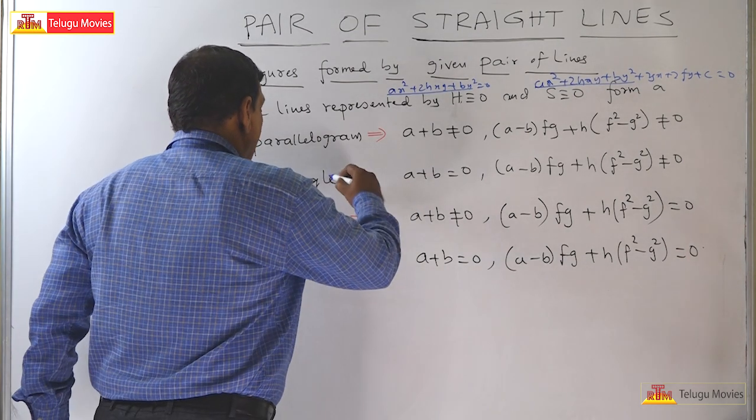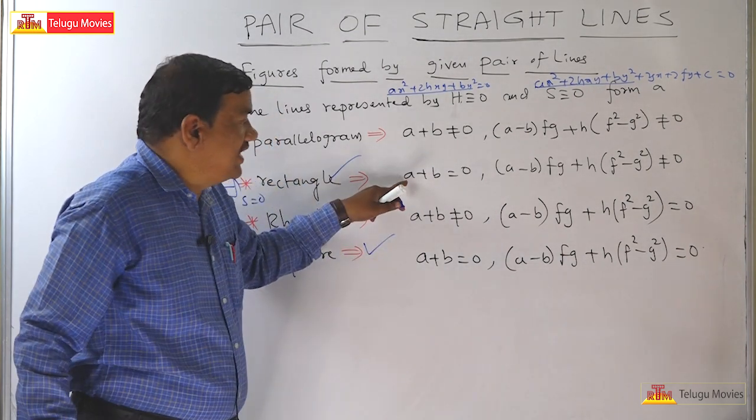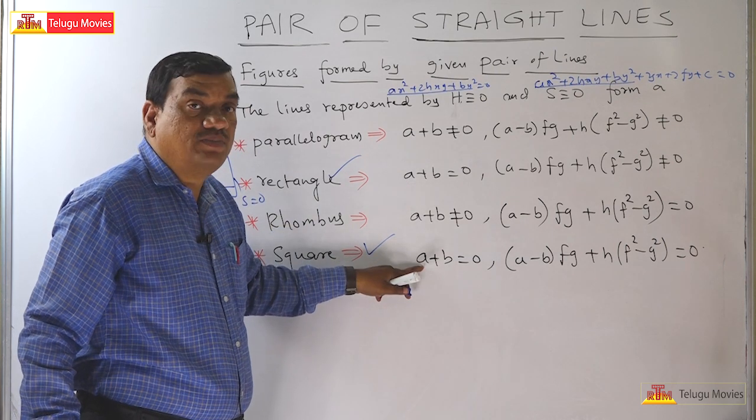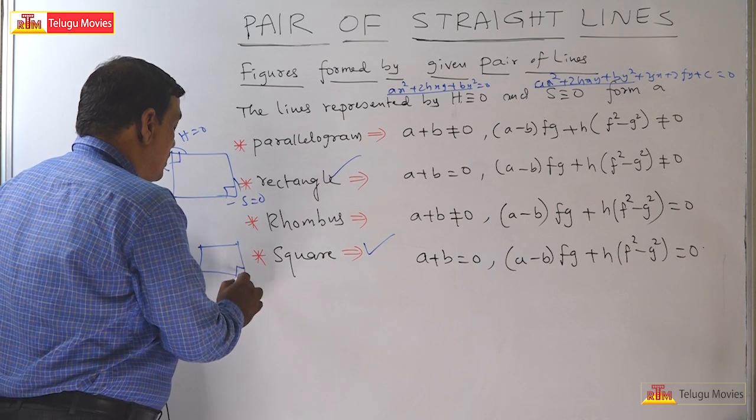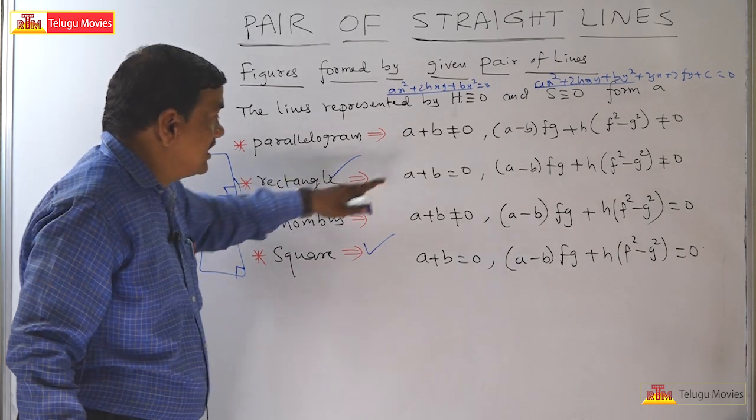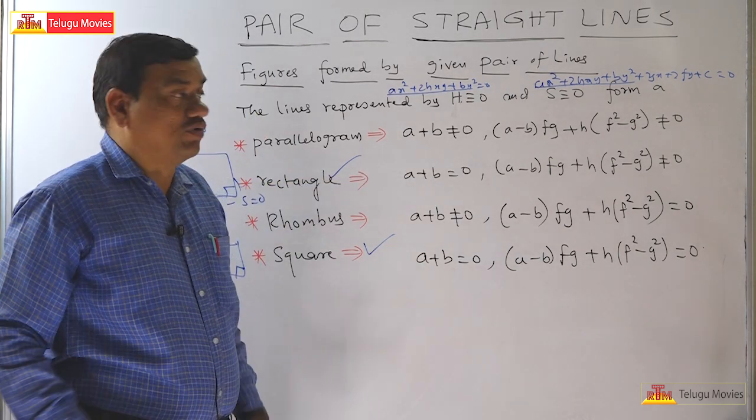See first here, for rectangle and square, the condition is A plus B is equal to 0. Why? Because for a square and rectangle, one of the angles is 90 degrees. That is why A plus B is equal to 0.